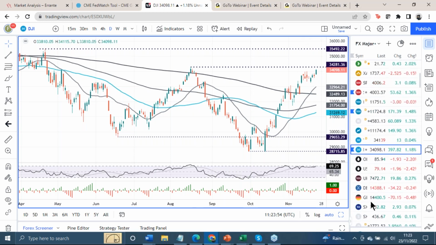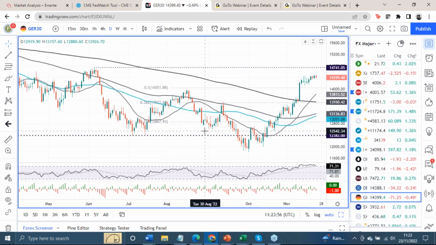We said we'd just touch on the DAX actually. Again, also really interesting, a massive bounce from the lows in the DAX, the key German index.